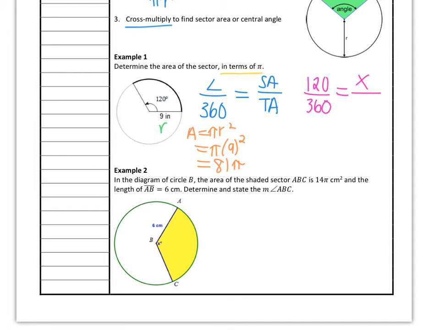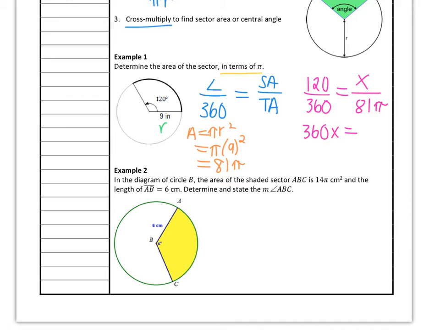And I'm going to leave that alone. I'm not going to type it in with the pi, again, because it said leave your answer in terms of pi. So this 81 pi is going to go in for the total area. So I'm going to move that over, 81 pi. And now I can go ahead and cross multiply. I know the 360 times x is just going to go ahead and give me 360x.